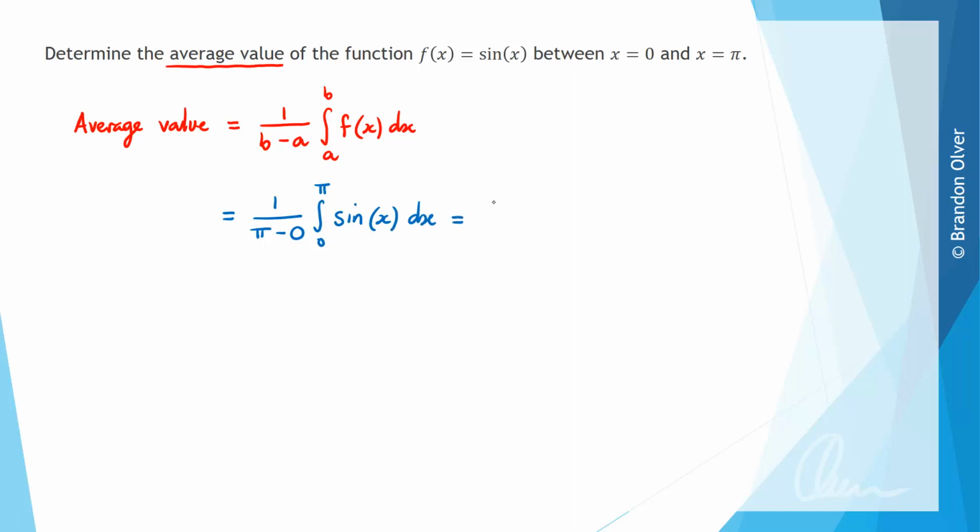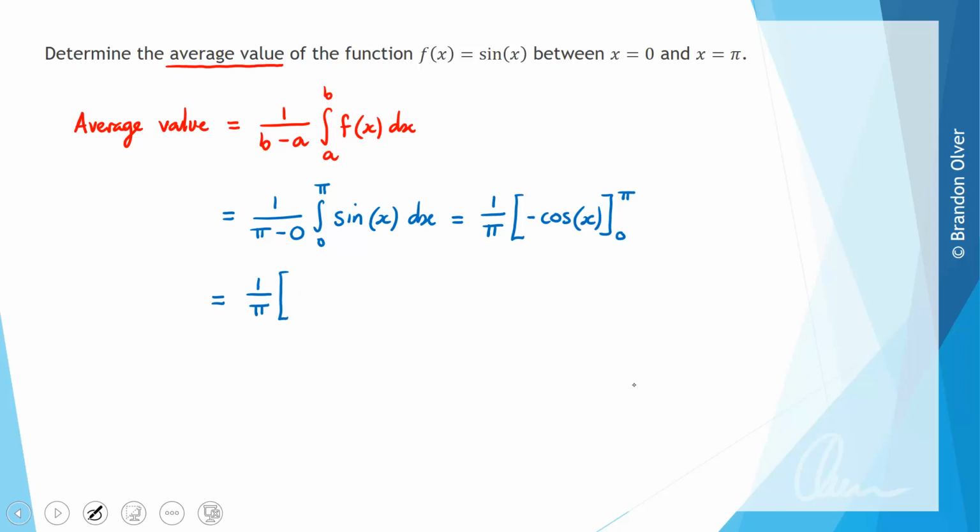So to evaluate that, that's going to be equal to 1 divided by pi times, and then we find the antiderivative of sine of x. And looking at your formula sheet, that gives negative cos of x. And we are going to evaluate that between 0 and pi. So that is going to equal 1 divided by pi. And then that's going to multiply everything inside this big bracket.